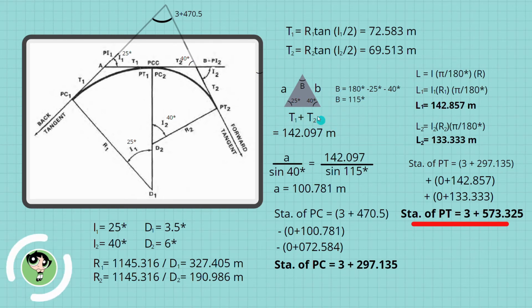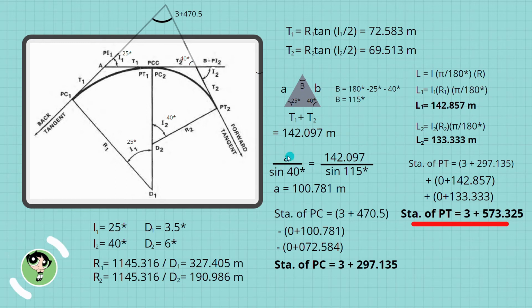First, we have to add our T1 and T2. 72.583 meters plus 69.913 meters, we will have a length of 142.097 meters.